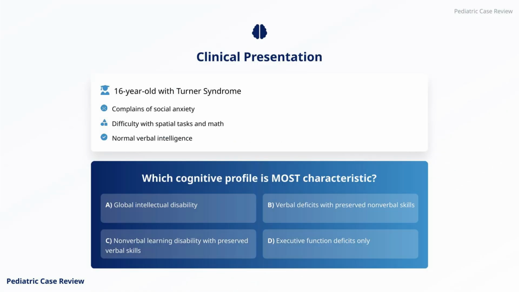A 16-year-old with Turner syndrome complains of social anxiety and difficulty with spatial tasks and mathematics. Her verbal intelligence is normal. Which cognitive profile is most characteristic? Option A, global intellectual disability. Option B, verbal deficits with preserved nonverbal skills. Option C, nonverbal learning disability with preserved verbal skills. Option D, executive function deficits only.